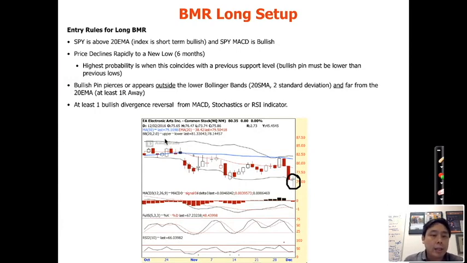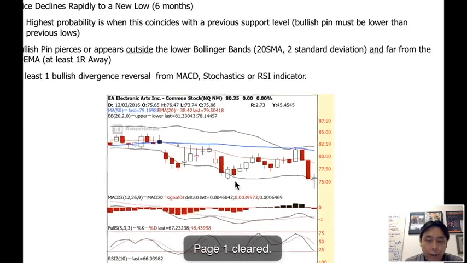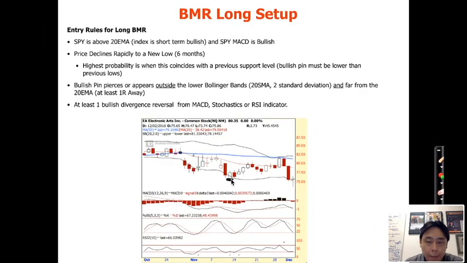Next, we want to see at least one bullish divergence appearing on the indicators. So in this case, let's take a look. Do we have a bullish divergence? Yes, we do. Because if we connect this swing low over here to this swing low over here, let me draw a line as straight as I can. I don't have a ruler, but that's the best I can do.